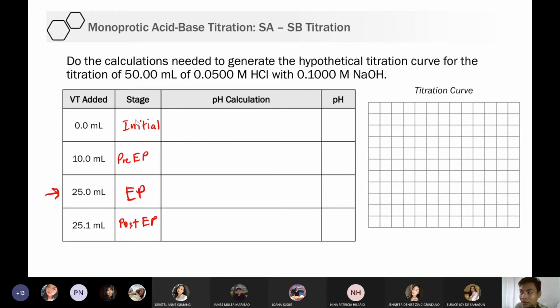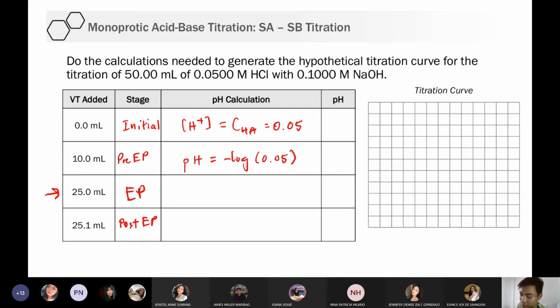And ano susunod? Alam mo na yung 4 na stages. You now know how to solve for their pH. So, at initial muna. At initial, what is the formula to be used? Para malaman yung pH. Sabi sa PowerPoint kanina, to solve for the pH, that is just the concentration of your acid. Okay? So, ano ba yung concentration ng acid? 0.05 molar. Kunin mo yung pH. Ano yung pH? Negative log ng 0.05.